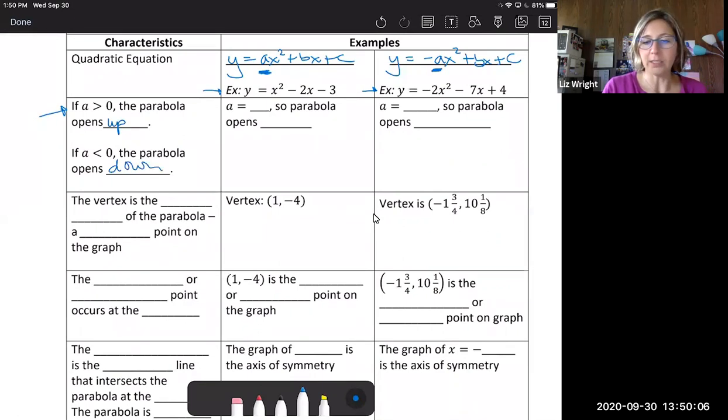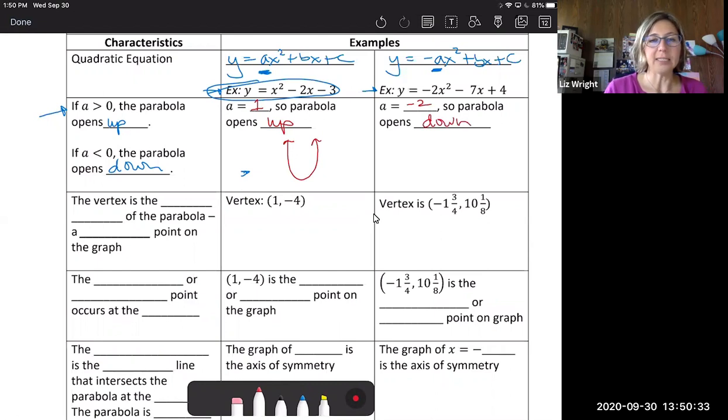So in our situation for this box, we're going to be looking at this equation. So in this equation, a is equal to what? What's the coefficient of our x squared term? And I'm hoping you're saying 1. So the parabola is going to open up. So it's going to open like this. On this one, our a is equal to -2. So the parabola is going to open down.